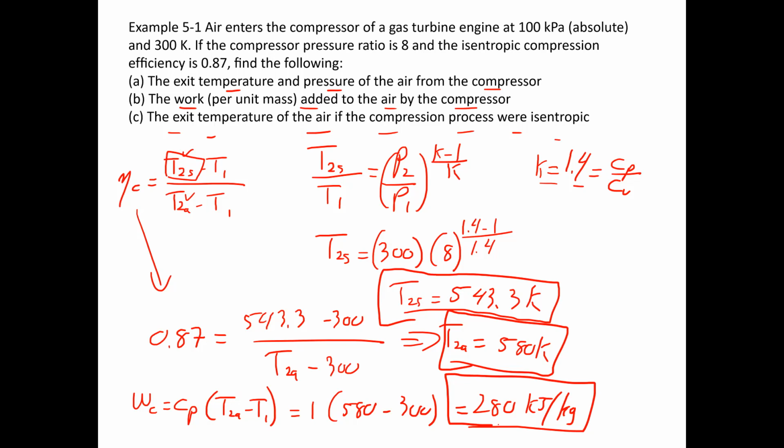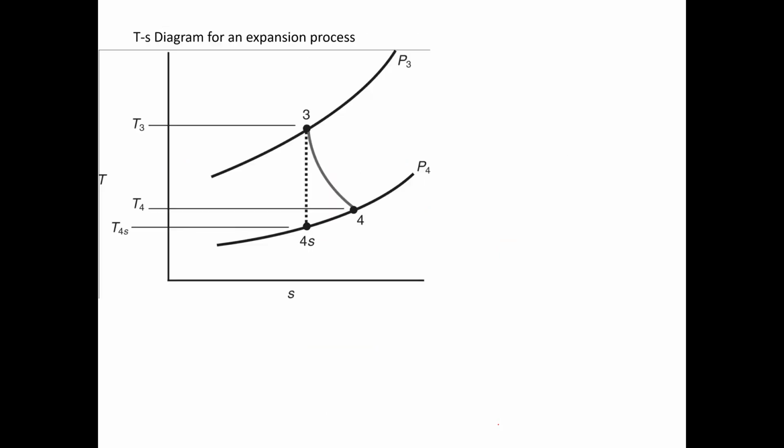So again, that's just a quick example problem, a review, because we did this in thermodynamics, of how to treat isentropic efficiencies of compressors. Now that we've done that, let's go ahead and do the same thing for the turbine. The turbine is just going to be the opposite.